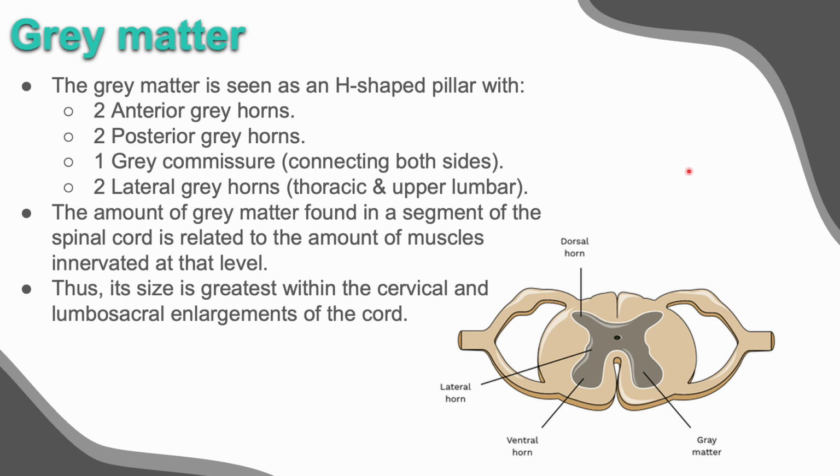The gray matter is an H-shaped pillar with two anterior horns, or ventral horns, two posterior gray horns, one gray commissure which connects both sides, and then two lateral gray horns which are found in the thoracic and upper lumbar segments. The amount of gray matter found in a segment is related to the amount of muscle that is innervated at that level. So when thinking about it, we will find a greater size of gray matter within the cervical and lumbosacral enlargements.